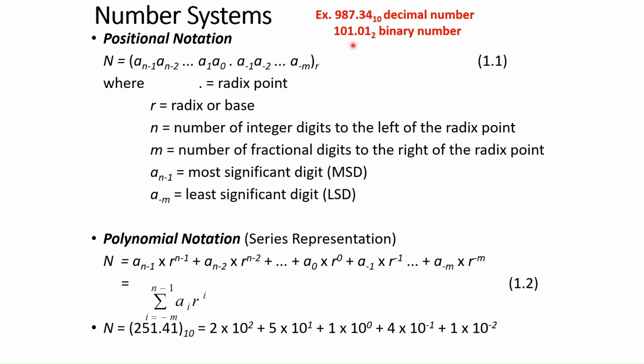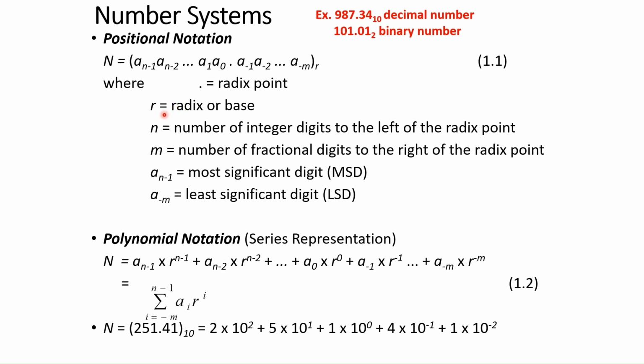Another example is given in the binary number system. The number is 101.01 with a subscript 2. This 2 indicates it is a binary number system, which has only two unique digits, 0 and 1. The point is the radix point or the base point. The portion in front of the radix point is the integer part of the number, and the digits that come after the radix point are the fractional part of the number.